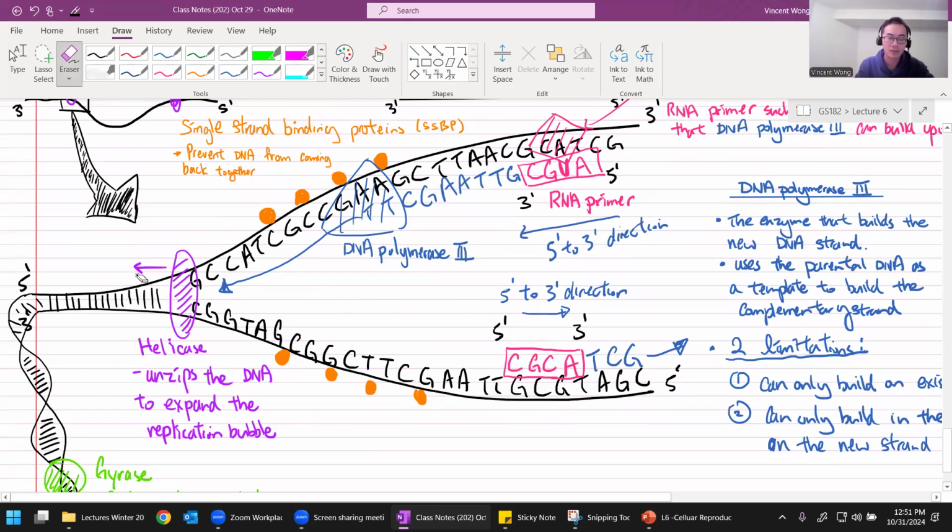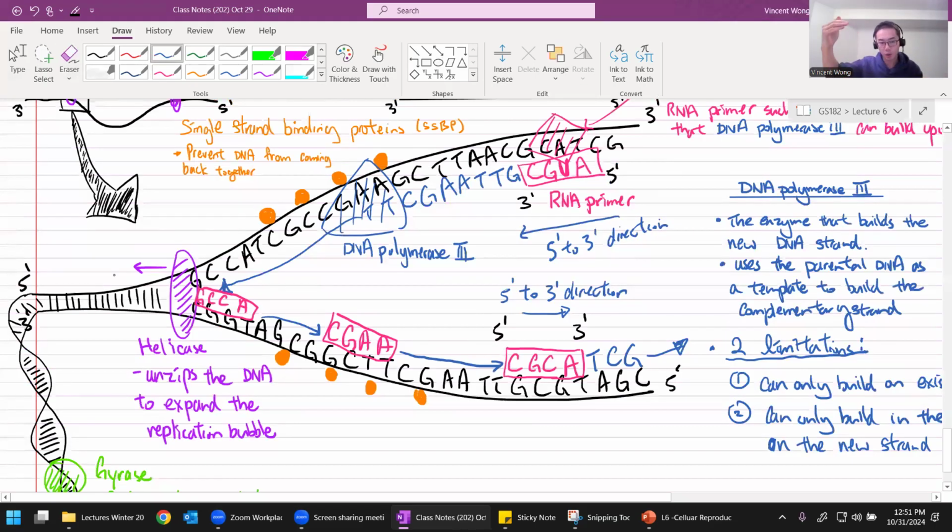It's already going in the 5 prime to 3 prime direction. But it's going to be a problem for the bottom strand. To solve that problem, you basically have to put in more primers. So C, G, A, you're going to have another RNA primer, and then polymerase 3 will be able to fill the gap here. And then again, when more nucleotides are revealed, you're going to need another primer, and then polymerase 3 is going to go build more. And then more primer, more primer.